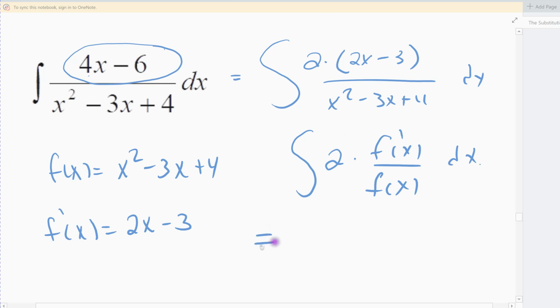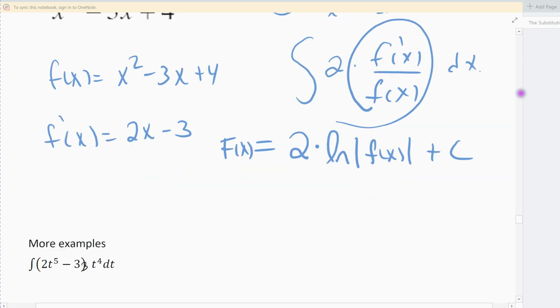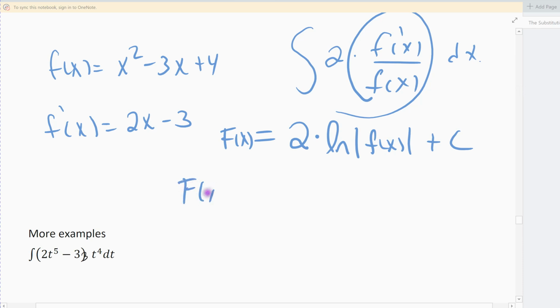And so you can't forget the 2, though. It's really easy. A lot of times students will factor out the 2 and then ignore it. But the 2 is a part of the problem. It's a part of the original expression. You can't ignore it. And so the 2 comes along as a constant multiplier of my antiderivative, which is the natural log of the absolute value of f of x. Plus some c, which I'll write out. 2 times the natural log of the absolute value of x squared minus 3x plus 4 plus c.